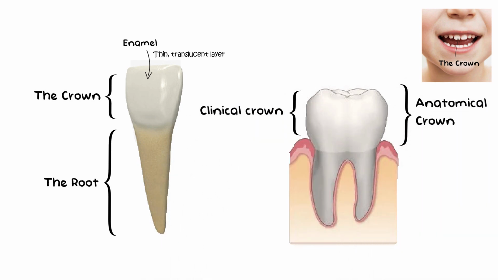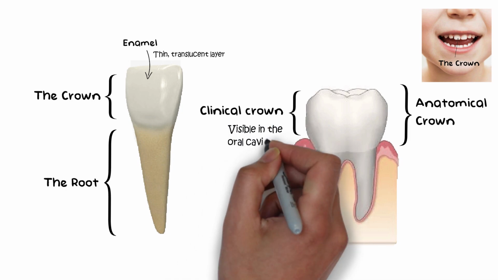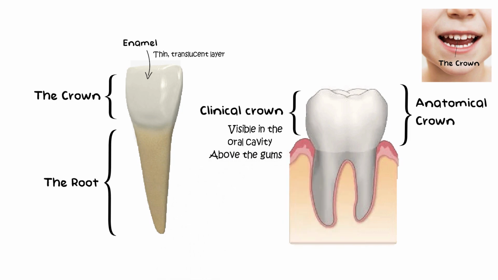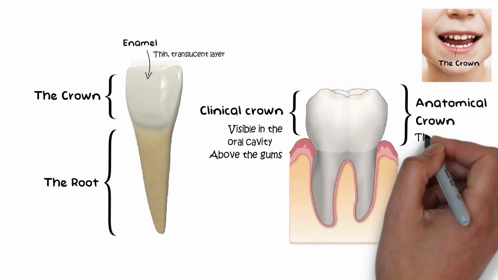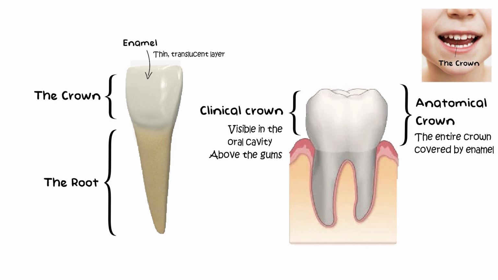The clinical crown is a portion that is visible in the oral cavity and can be seen. It is a portion of the crown that is above the gums. However, there is also some portion of the crown embedded inside the gums, which is usually not visible but is also covered by the enamel. And this entire crown, that is the part of the tooth covered by enamel, is known as the anatomical crown.